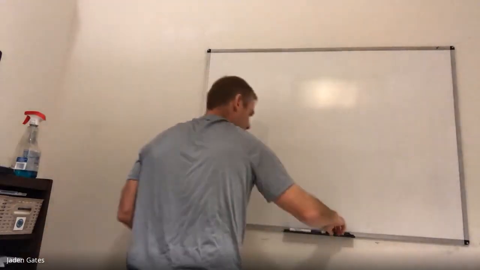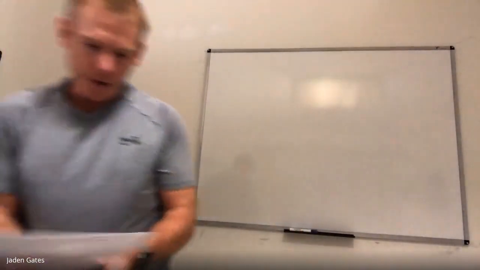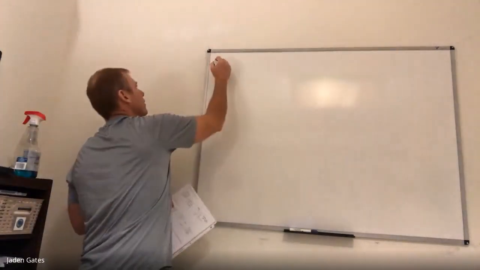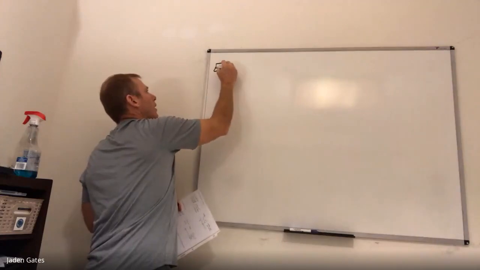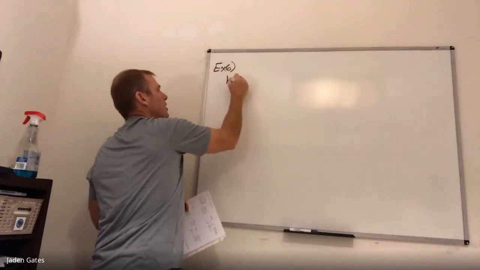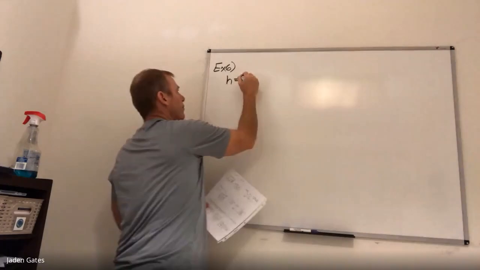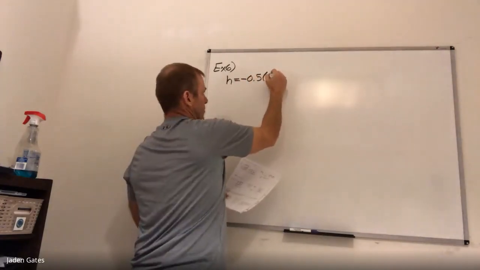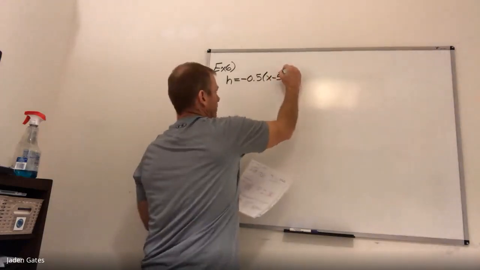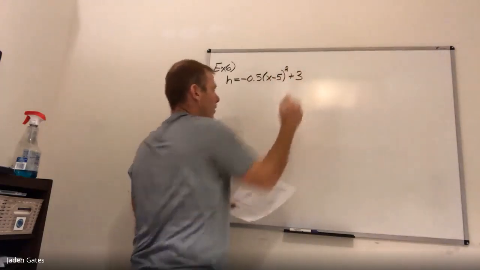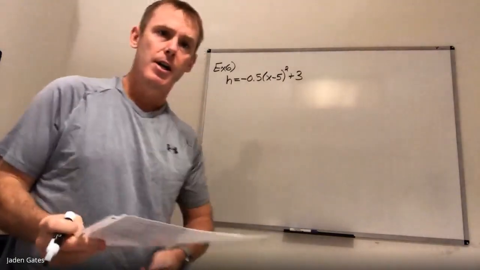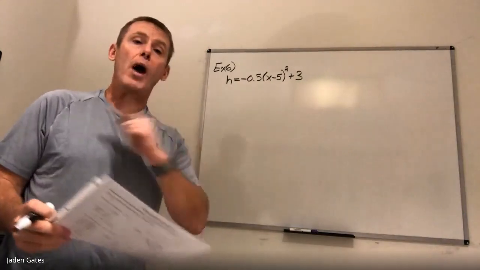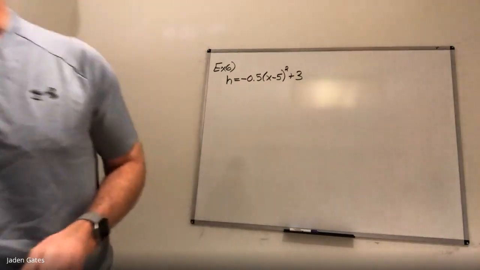All right, so the height of the kangaroo jumping is given by the equation h equals negative 0.5 times x minus 5 squared plus 3. All right, so that's where x is time in seconds and h is height in meters, just like I did before. When is the kangaroo at a height of 1 meter?